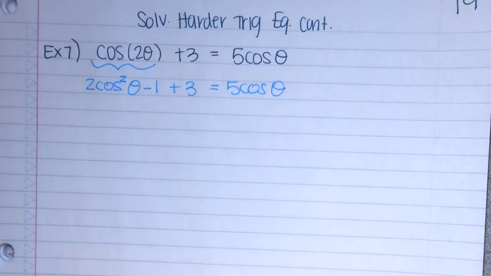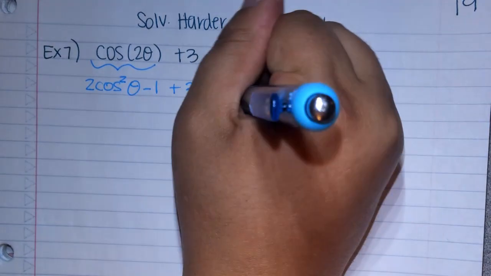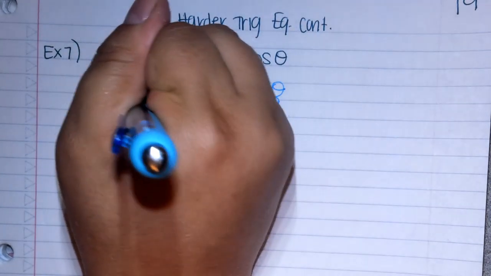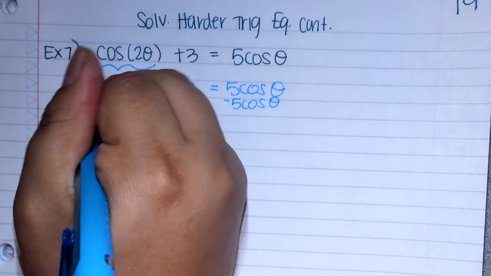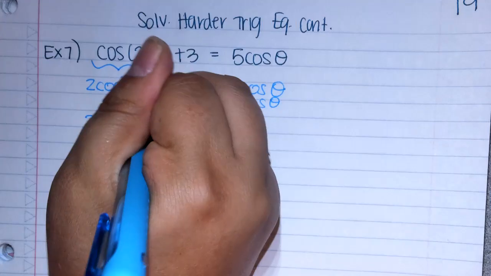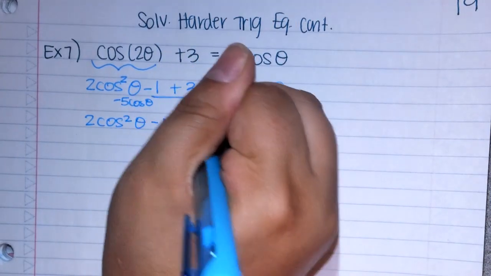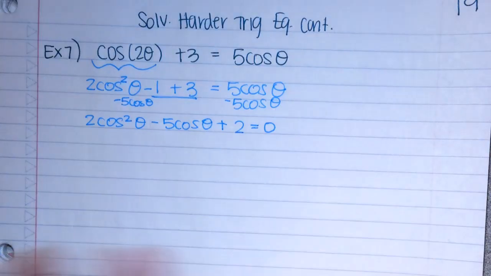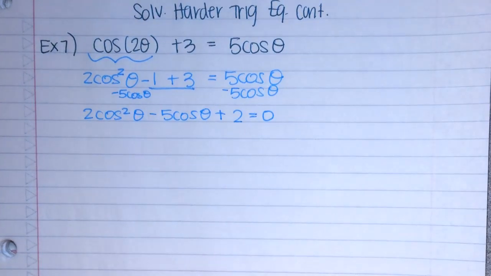Cosine squared minus sine squared. All right, what do I need to do now? Move the cosines and combine the like terms. So I need to combine those and move this to the other side. Alright, y'all go off and do the rest of this one.